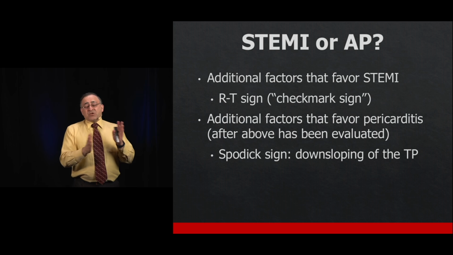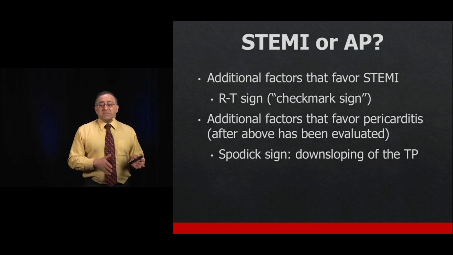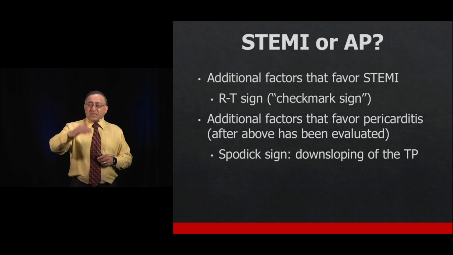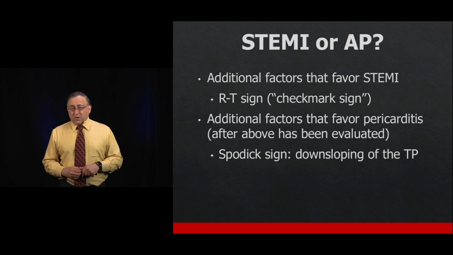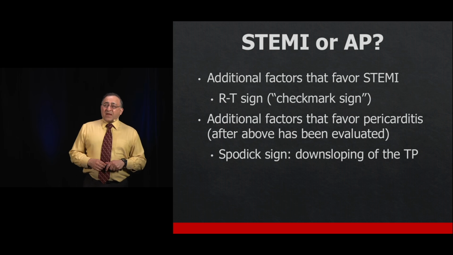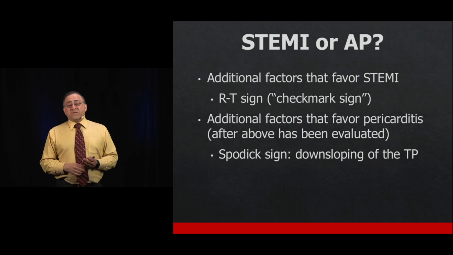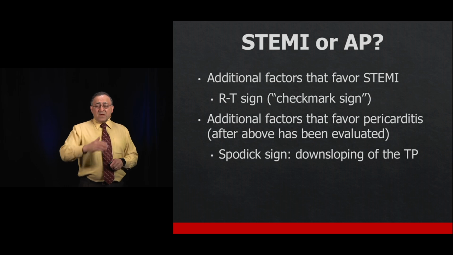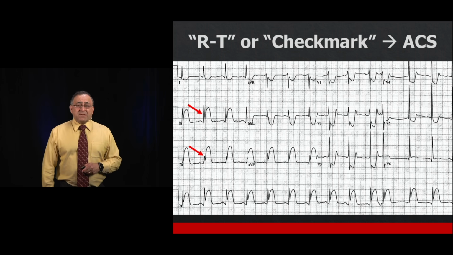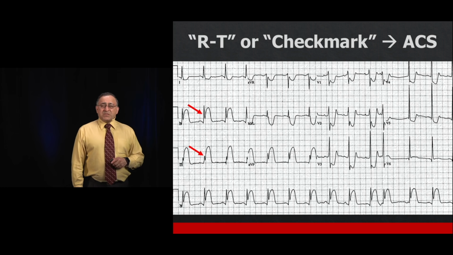And then one additional thing you can look for is something called Spodick's sign. This is absolutely the last thing that you look for. If you still don't have a diagnosis after everything we've talked about, then and only then you look for Spodick's sign. And Spodick's sign refers to downsloping of the TP segment. All right, so let's look at both of these.